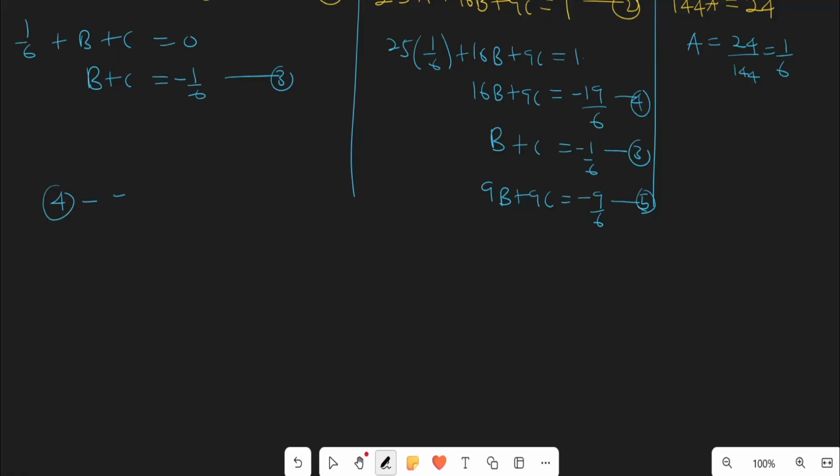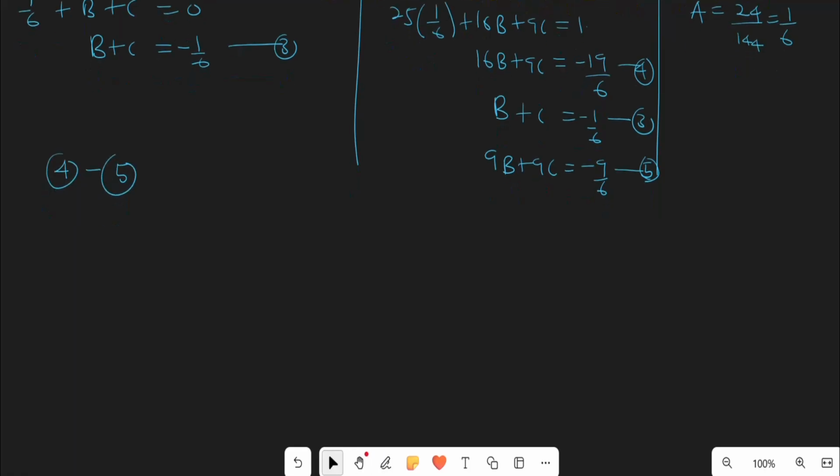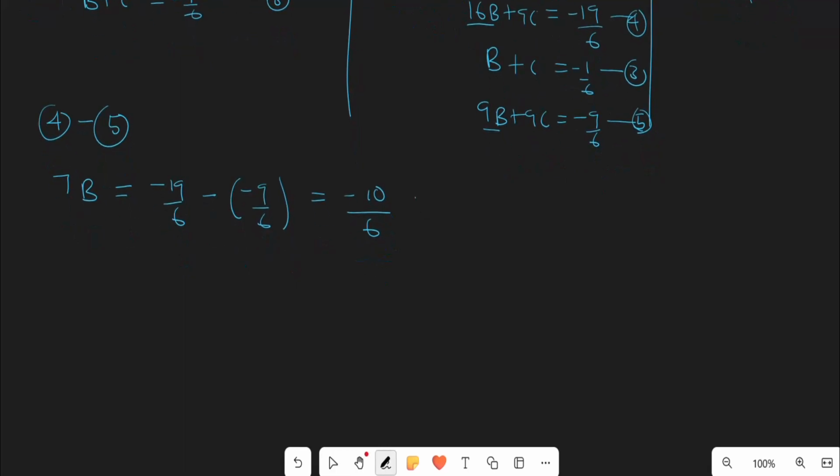minus equation 5. When we do that, we are going to have 16b minus 9b, and that is going to give us what? 16 minus 9, that's going to give us 7b. And then 9c minus 9c will give us 0, and that is going to be equal to negative 19 over 6 minus negative 9 over 6, right? And that is going to give us what? That is going to give us negative 10 here over 6. And that is equal to 7b.